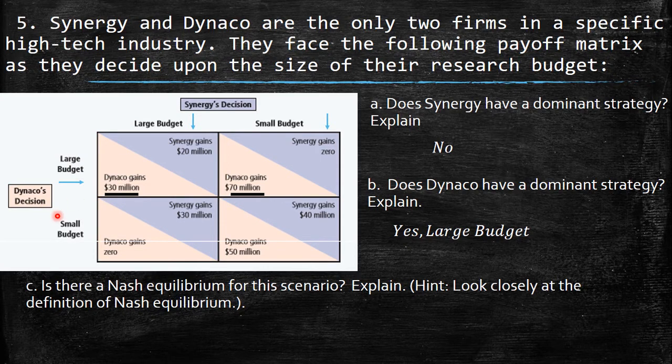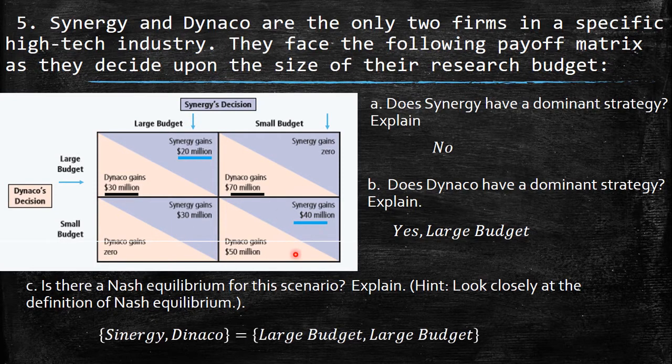Let's have a look at Synergy. What if Dynaco plays large? Should be better 20 or 0? Better 20. And what about the other one? 30 or 40? Better 40. So then we will say that this is a Nash equilibrium: large budget for Synergy and large budget for Dynaco.